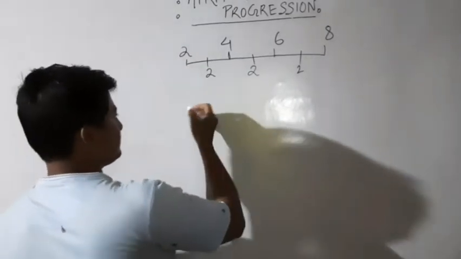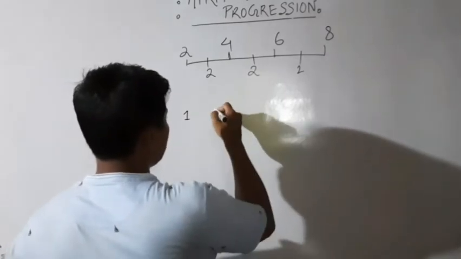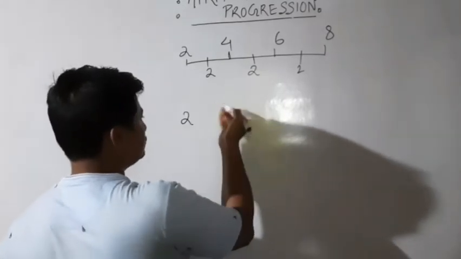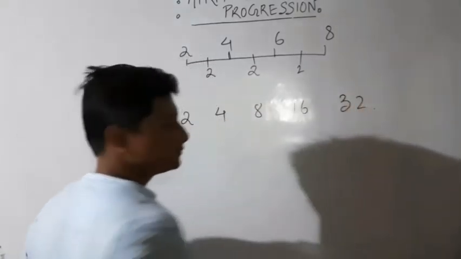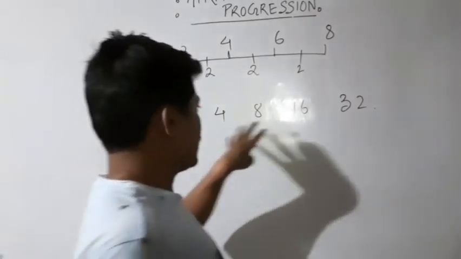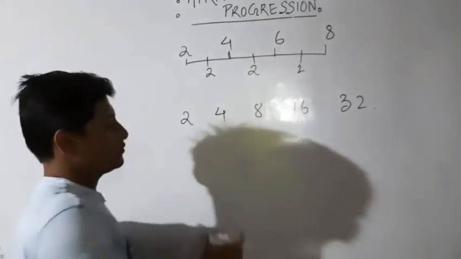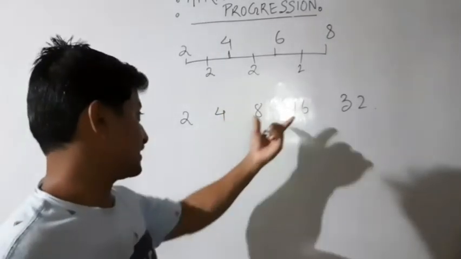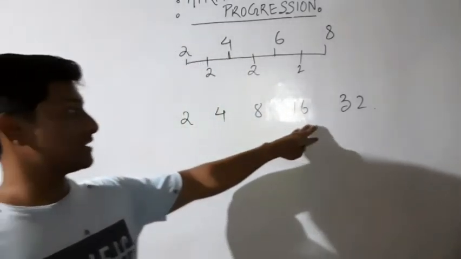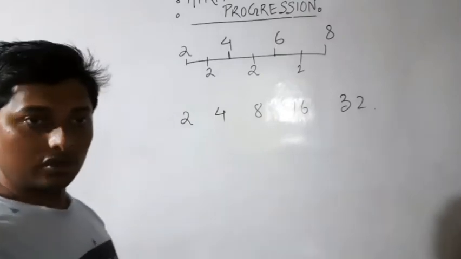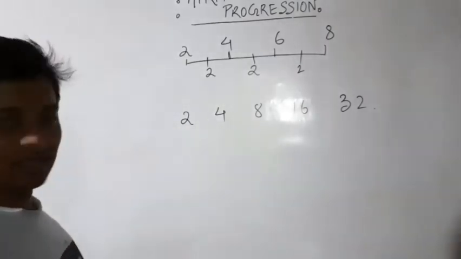Say another example: 2, 4, 8, 16, 32. This is also a series, but the gap is not equal. 4 minus 2 is 2, 8 minus 4 is 4, 16 minus 8 is 8, and the next gap is 16. The difference is not the same, so you cannot call it an arithmetic progression. So what type of progression can it be?